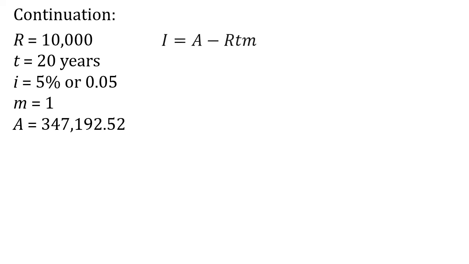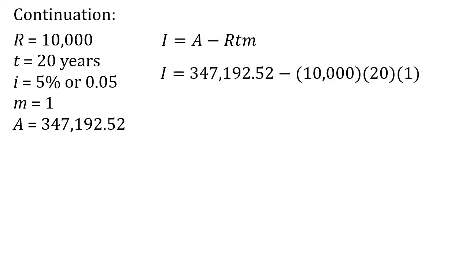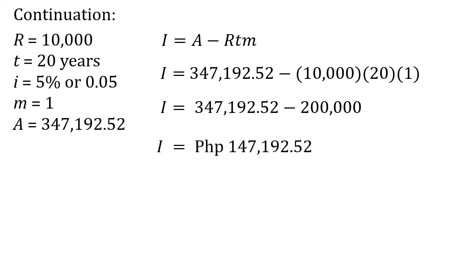Okay, so for the continuation, let us solve for the interest. Still, the formula for the interest is I equals A minus RTM. This is for the future value of an ordinary annuity or annuity due. We have the same formula actually. So I equals 347,192.52 minus 10,000 times 20 times 1. So that's 347,192.52 minus 200,000, which is 147,192.52. Meaning to say that the interest earned amounted to 147,192.52 pesos.